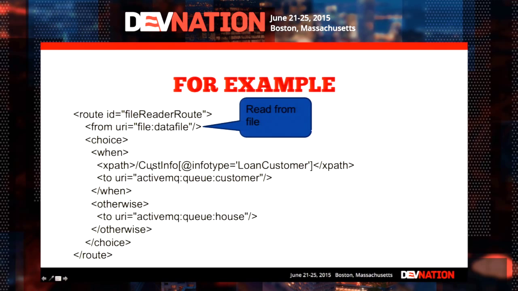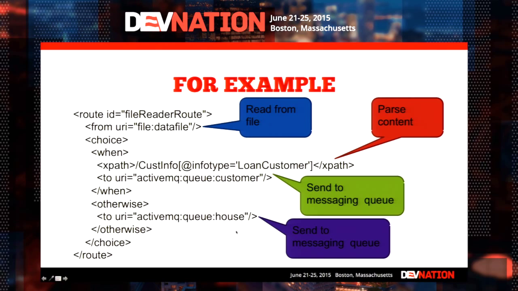So this one is using an XPath library of XML, and it's reading an XML file and determining if the info type of customer data is customer. If it is customer, then it is going to send the messages into a messaging queue called customer. Otherwise, it is going to something called house. So this is how you read an XML file.